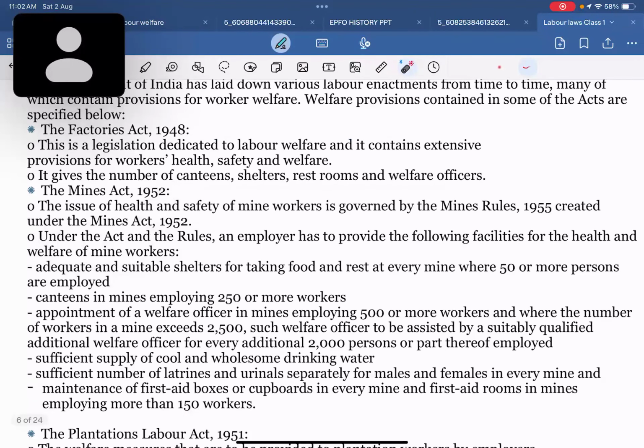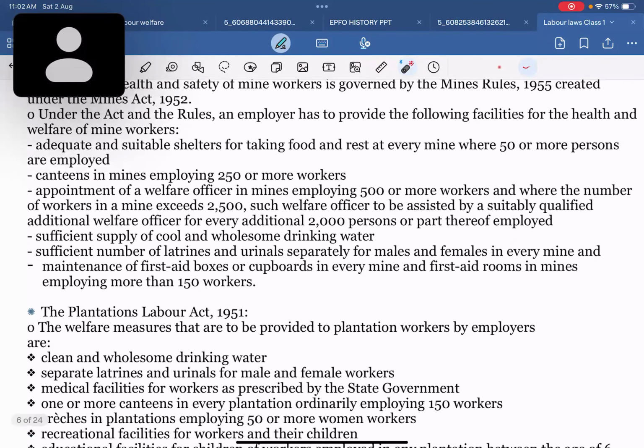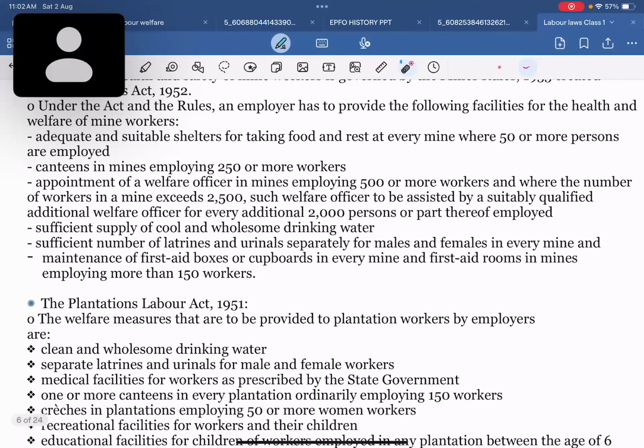These are not the only things we have to understand about the Mines Act of 1952. We are going to study the Mines Act of 1952 holistically.